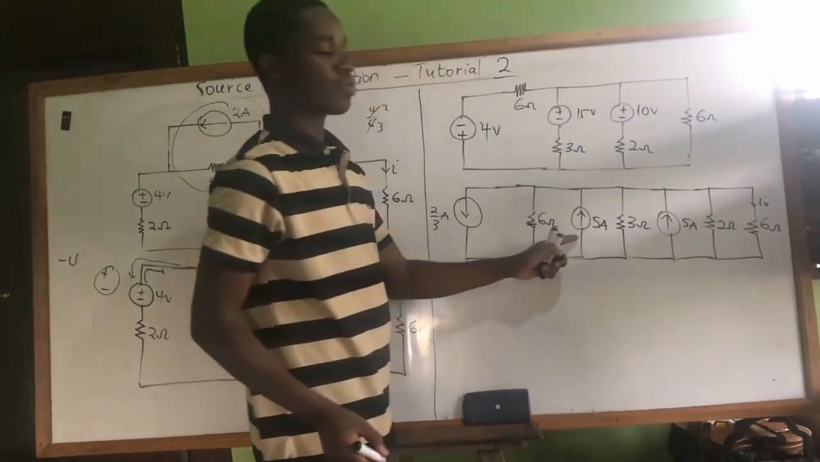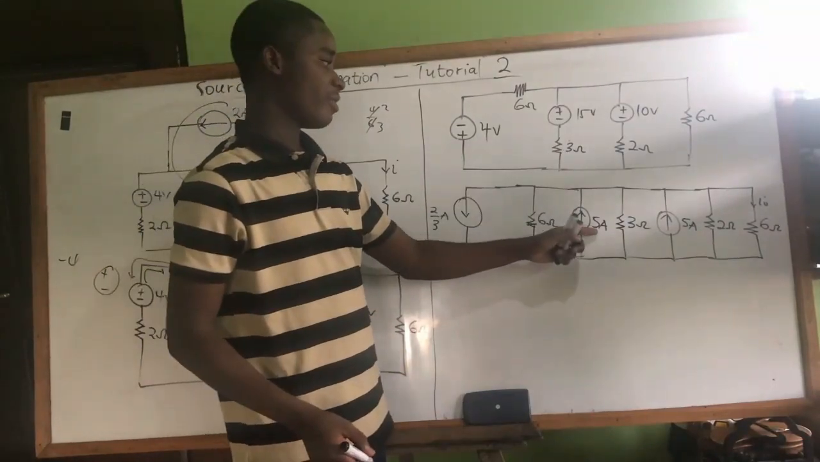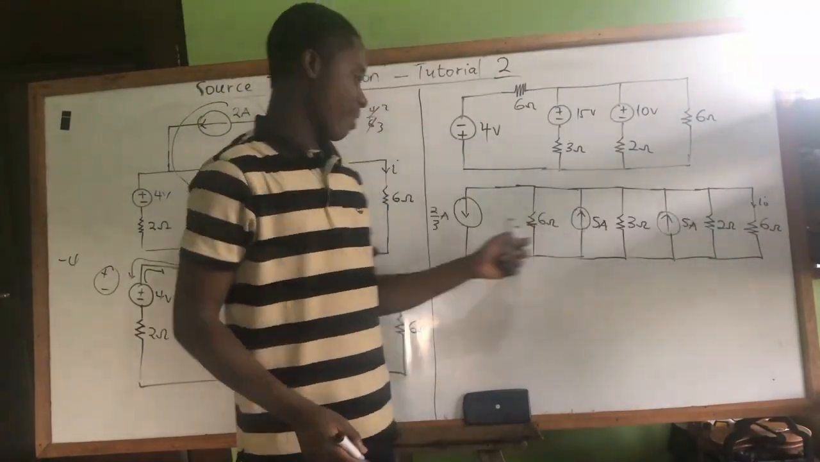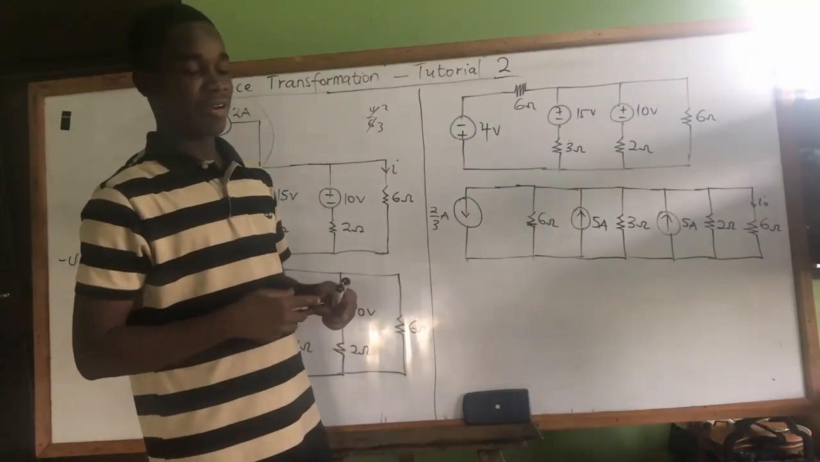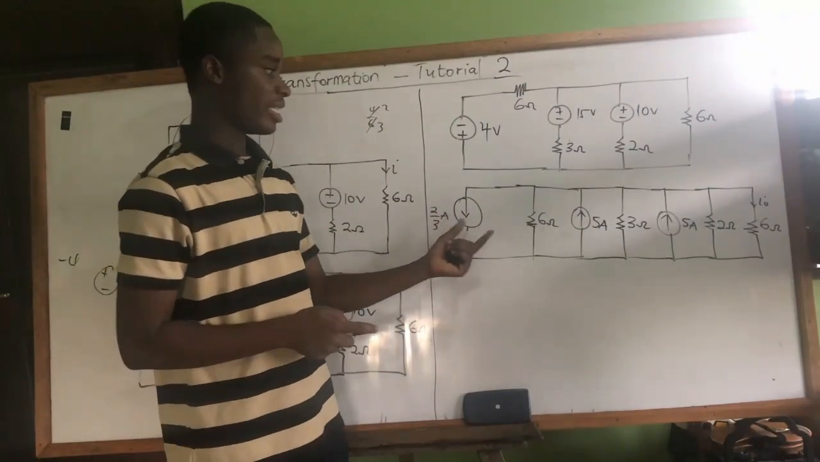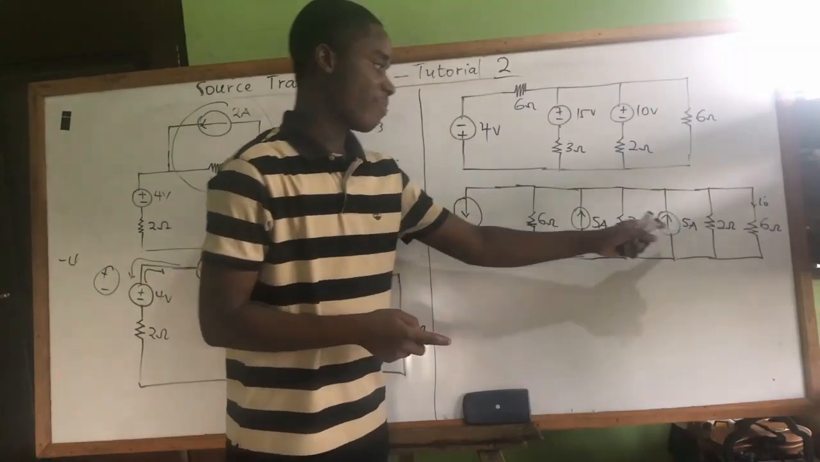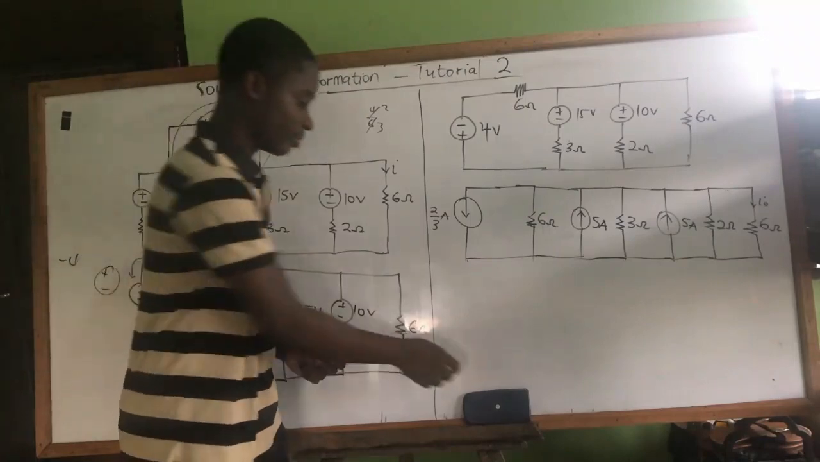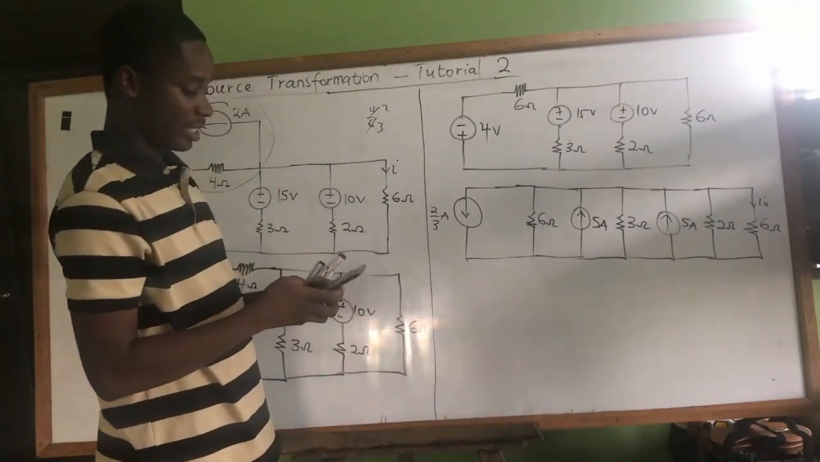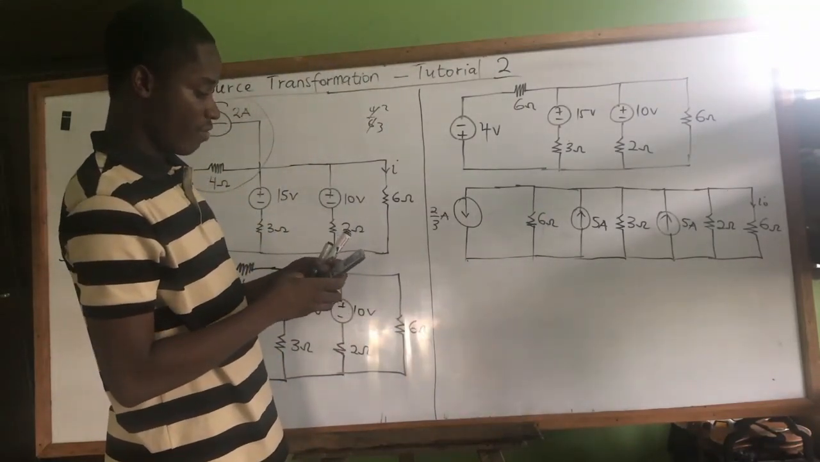So if we are using this one to be positive, it means we have positive 5 plus 5. But this one is moving opposite to our choice, that's the current choice. So it means this one will be negative. So 5 plus 5 minus 2 over 3. That will be our equivalent. So let's calculate. 5 plus 5 is what? 10 minus 2 over 3.